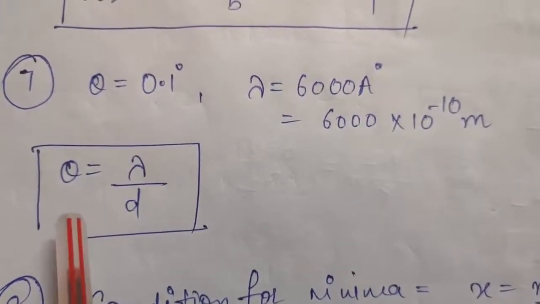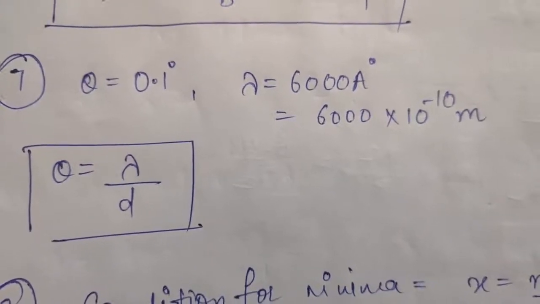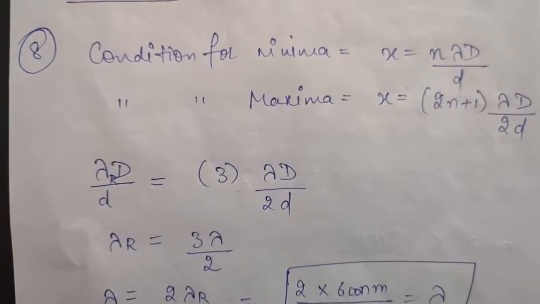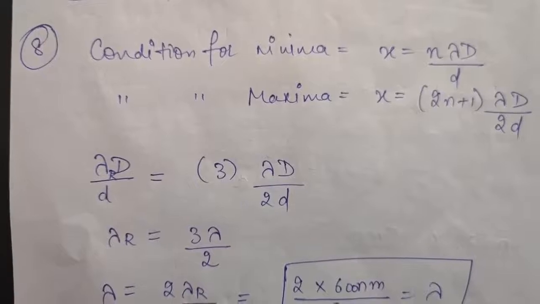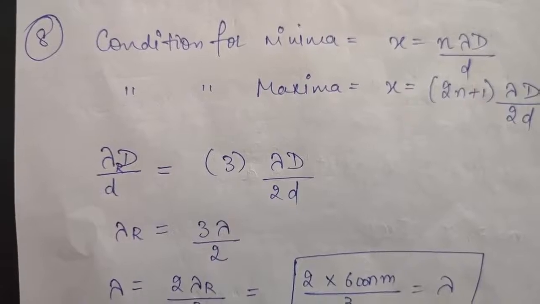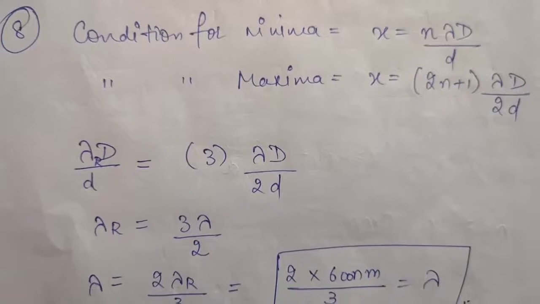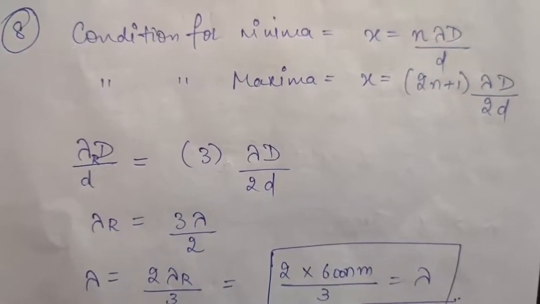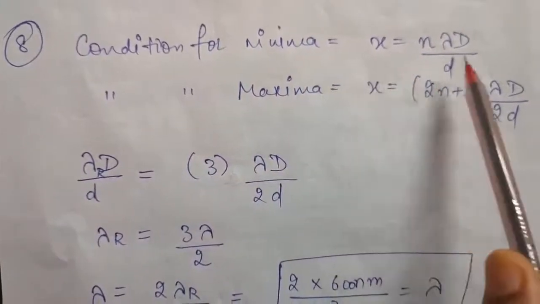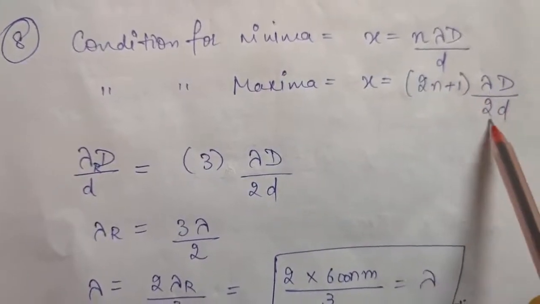So just use the formula of angular width, that is theta is equal to lambda by d, and calculate the separation between the slits. Okay, so question number 8 says, in a single slit diffraction experiment, the first minima for red light of 660 nanometers coincides with the first maxima of some other wavelength. So you have to calculate that wavelength.